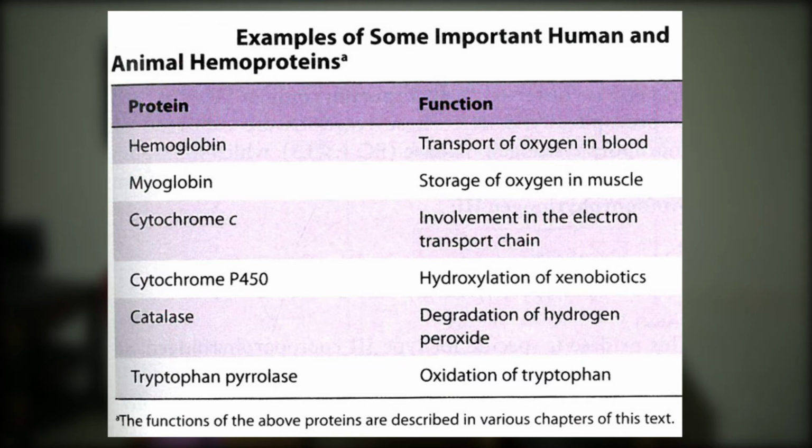Hemoglobin functions in transport of oxygen in the blood, myoglobin in storage of oxygen in the muscle, cytochrome C in the electron transport chain, cytochrome P450 in the hydroxylation of xenobiotics, catalase in degradation of hydrogen peroxide, and tryptophan pyrrolase in oxidation of tryptophan. The functions of the hemoproteins we will be discussing in further slides.